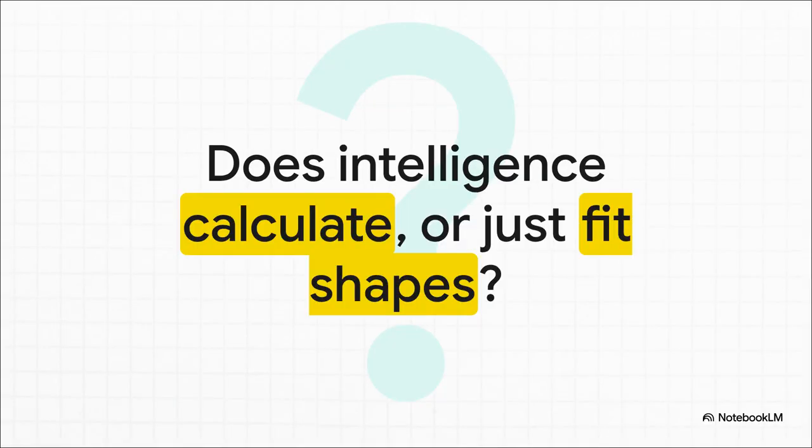Does intelligence calculate, or does it just fit shapes together? We intuitively assume that intelligence, whether it's firing neurons in our brains or processing in a supercomputer, involves step-by-step mathematical calculation. We tend to picture problem solving as this sequential, energy-burning algorithm. But the reality of physics, and really the core of the Nexus framework we're exploring today, suggests something entirely different. True intelligence actually goes out of its way to avoid explicit calculation whenever it possibly can.